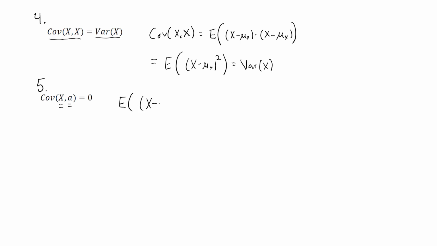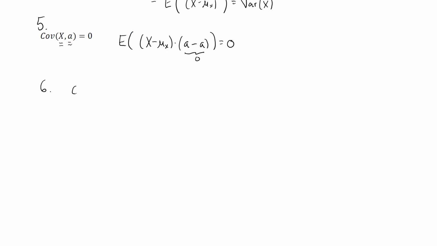So that's x minus mu x times... We can always view a constant a as a random variable. It is the random variable that returns a no matter the outcome of the experiment. So I can do a minus the expected value of a. Well, the expected value of a is just a itself. So this comes out to be 0, and the whole thing comes out to be 0.